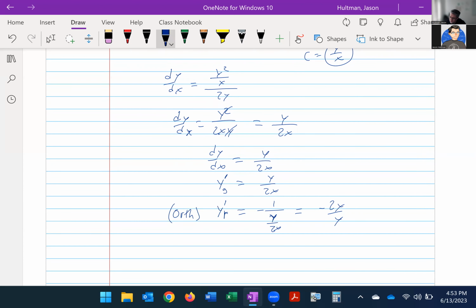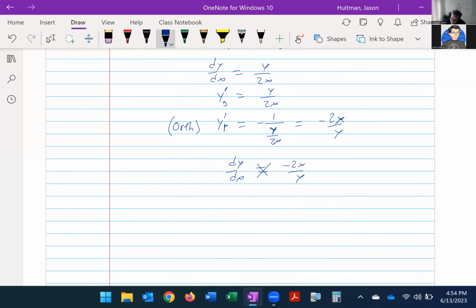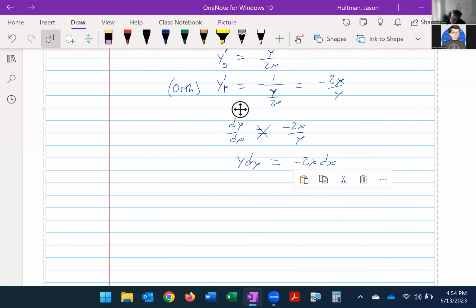Okay, so that's the derivative of the orthogonal trajectories. So what would be the family of curves, the functions that produce this derivative, negative 2x over y? Well, dy/dx of the orthogonal trajectories is equal to negative 2x over y. We separate out the variables here. Let's cross multiply: y dy is equal to negative 2x dx.